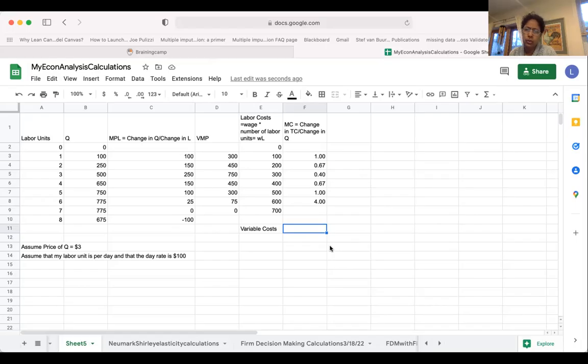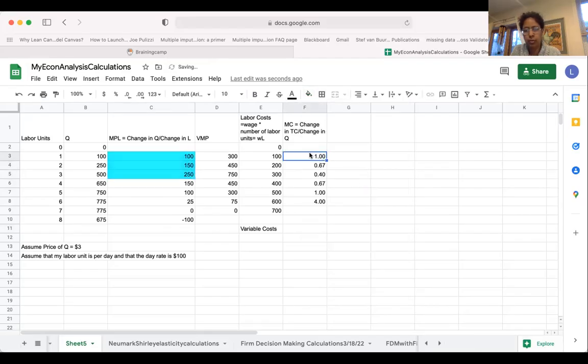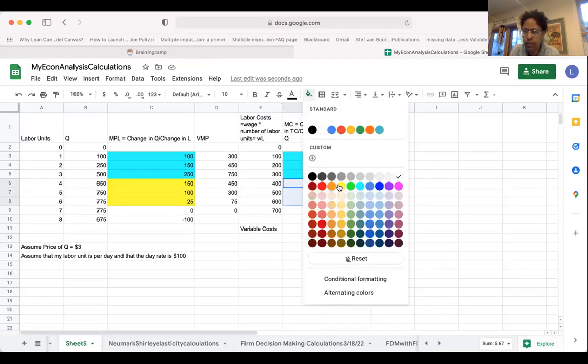So I want you to notice something about the marginal cost, and I'm going to highlight this. When the marginal product is increasing, when we're hiring more and more productive people, the marginal cost is falling. When the marginal product is decreasing, meaning that we are adding less productive people, the marginal cost is going to be increasing.